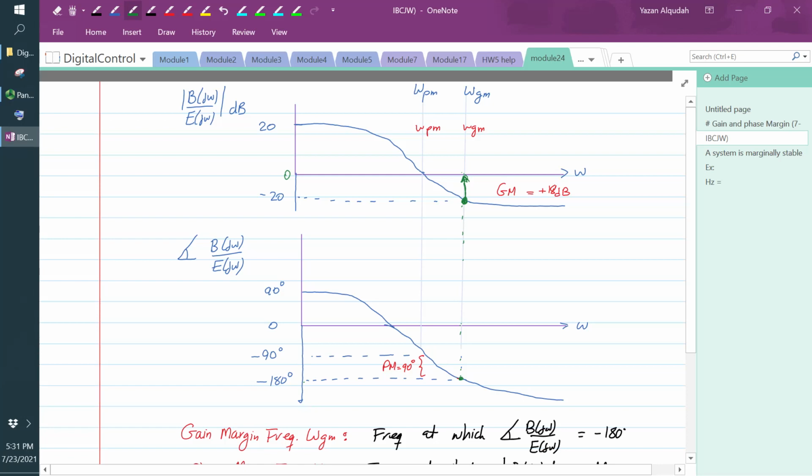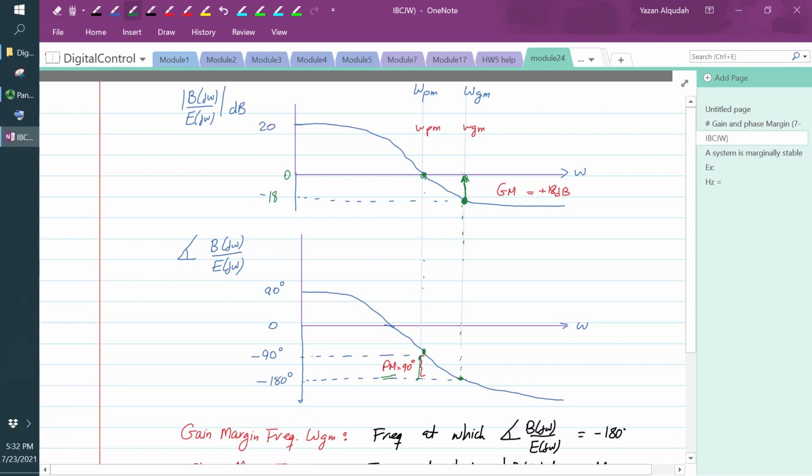Similarly, I'm going to see where I'm crossing the axis here, at 0 dB. This is going to define the phase margin, and I'm going to measure from negative 180 to the curve, and this will give me the phase margin. So in this case, if this point is negative 90, then the phase margin is 90 degrees from here to here.